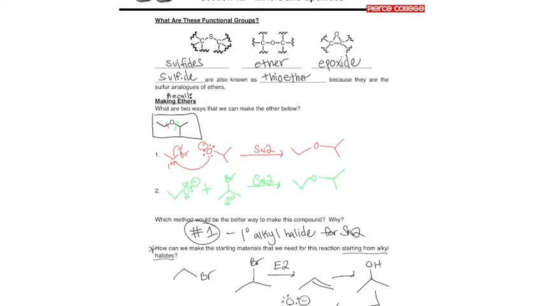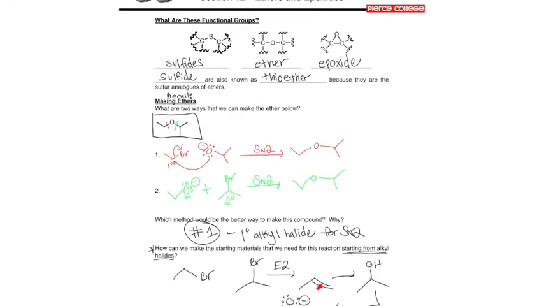So sometimes for syntheses, you're asked to start from a specific type of starting material. So in this case, it's saying, how could we make everything that we need for this starting from alkyl halides? Well, this already is one, so I guess we could say that we started with one already, but this one is not an alkyl halide. So how would we arrive at an alkoxide from an alkyl halide?